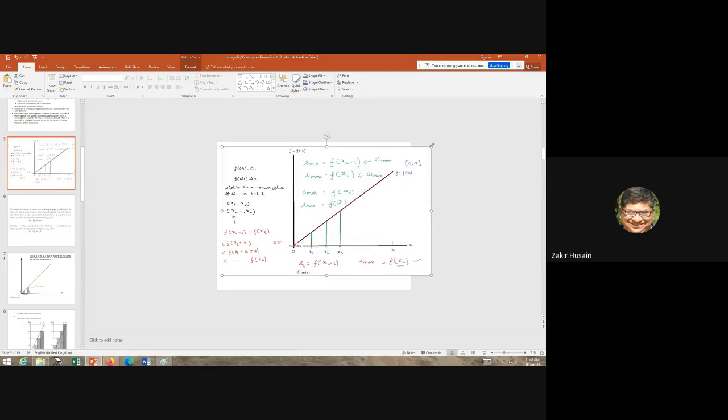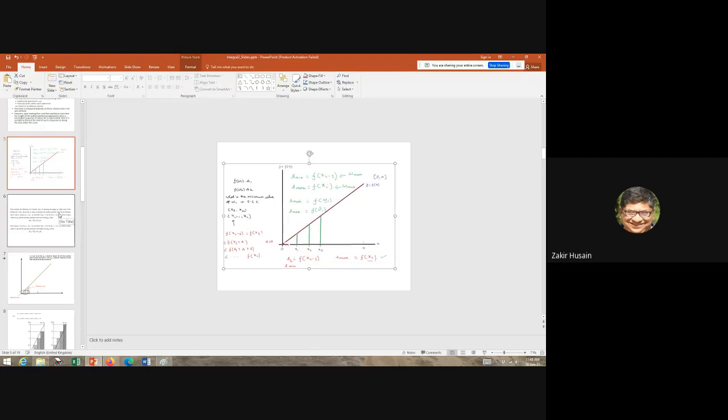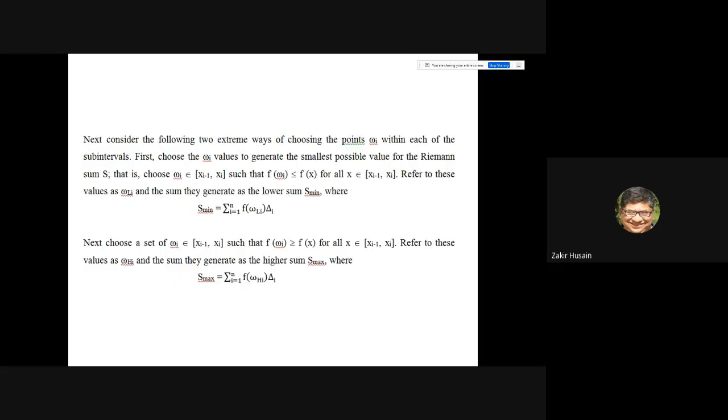Any questions so far? Okay. So that means we can find out the Riemann sum in different ways, but the minimum value of the Riemann sum will be generated if we choose omega equal to the lowest point in the subinterval, xi minus 1. And if you want to take the maximum point, we have to choose the omega such that it is equal to xi, the upper point of each subinterval.